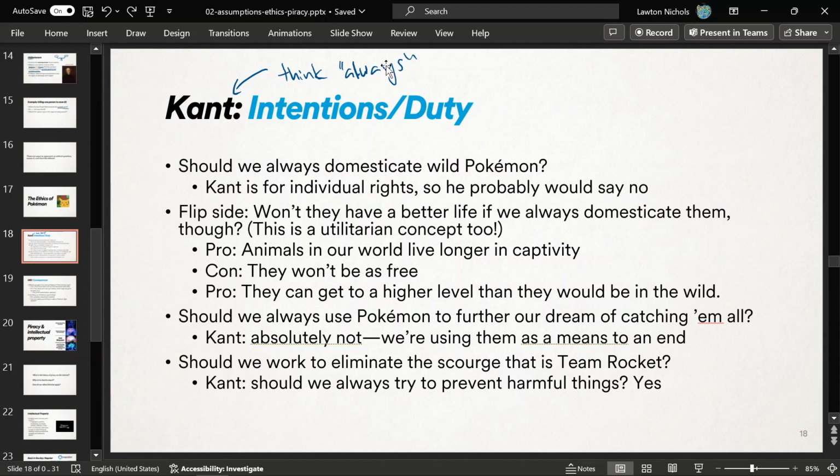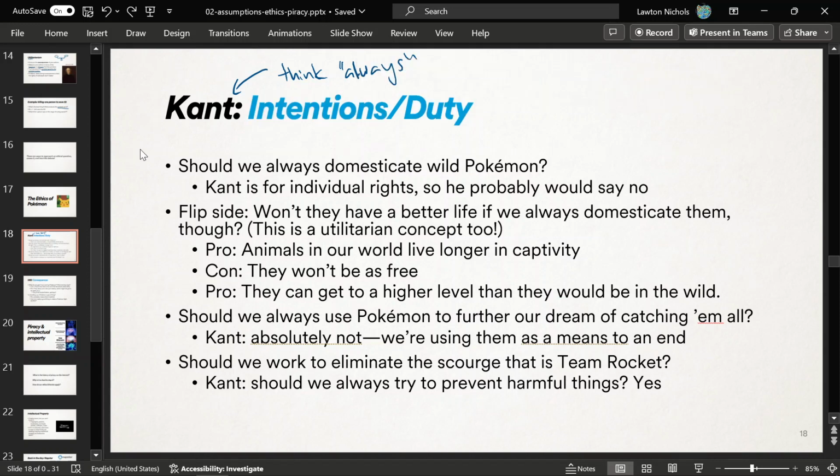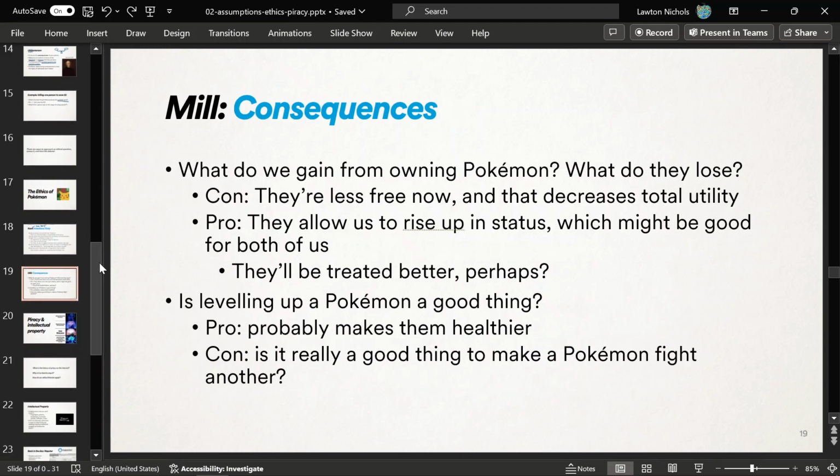But at the end of the day, Kant would approach problems with the word always in his questions. Should we always be doing something? Because we get no special exceptions. Okay, any questions about that? So Kant is all about having the best intentions, always. You have some duty and you should follow that duty forever. Okay, that's the idea.